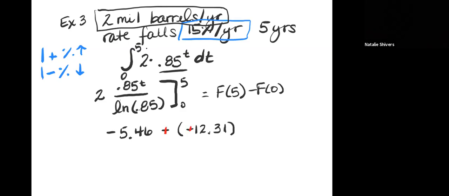So notice that I was really careful about writing this because this becomes plus plus. So you might have seen this in some of your other problems. So you do get plus plus. You should get a positive number. Yes, we're losing barrels per year, so we're not going to have 10 barrels by the end of 5 years. We're not going to have 2 every year, but we're not going to have negative barrels. We're not going to somehow give oil back that we're pumping. So we're going to have 6.85 million barrels at the end of 5 years.